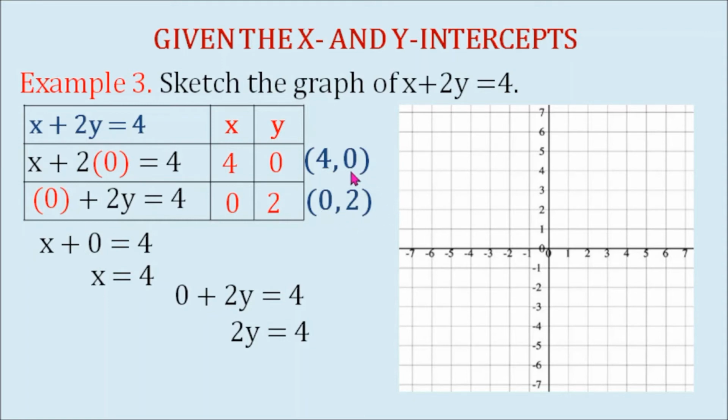Now, we are going to plot these 2 points. 4, 0 is here, 0, 2 is here.